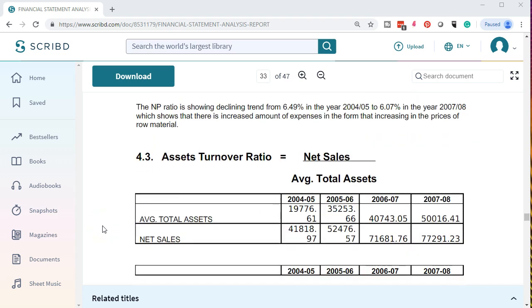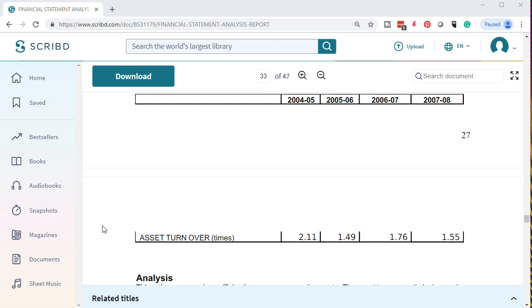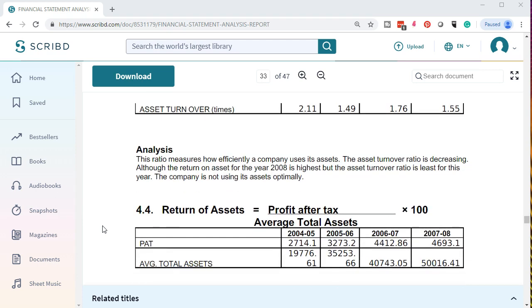Then we got the asset turnover ratio. We got the net sales over the average total assets. Again, you can go through and calculate that for the years using the financial statements provided. We'll go to the analysis. This ratio measures how efficiently a company uses its assets. The asset turnover ratio is decreasing, although the return on assets for the year 2008 is highest, but the asset turnover ratio is least for this year. The company is not using its assets optimally.